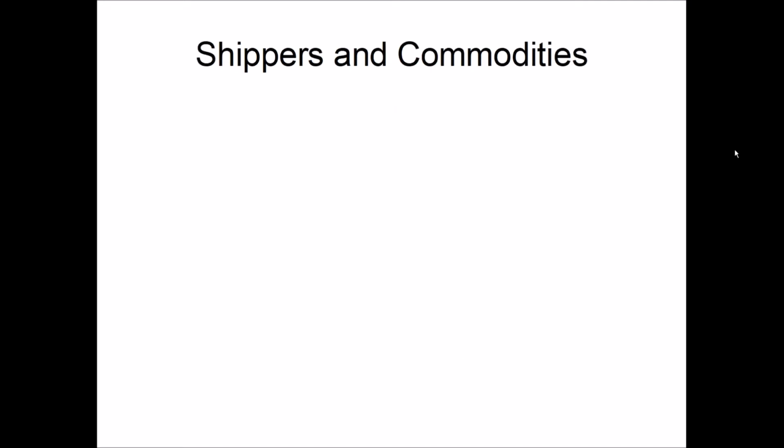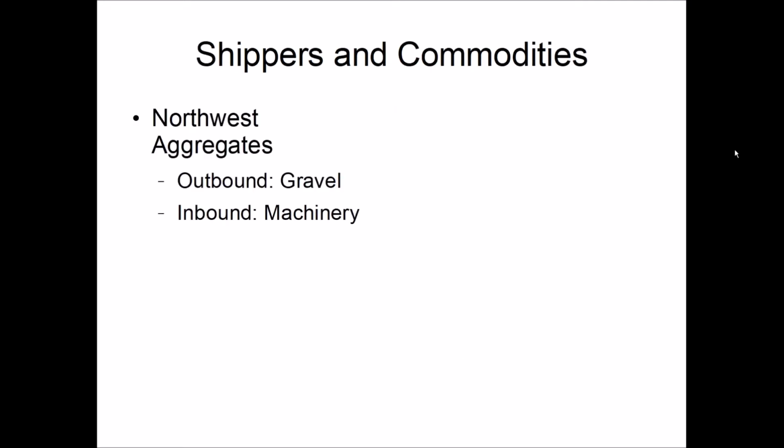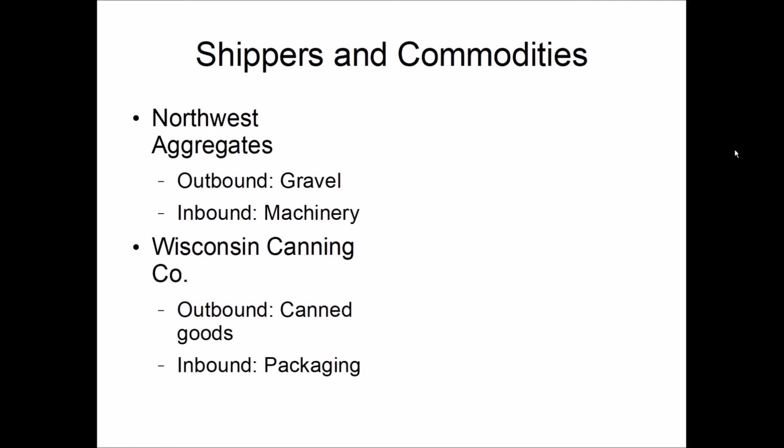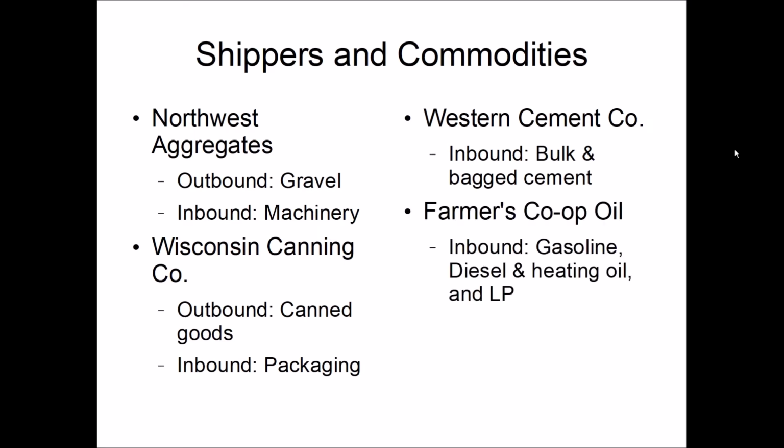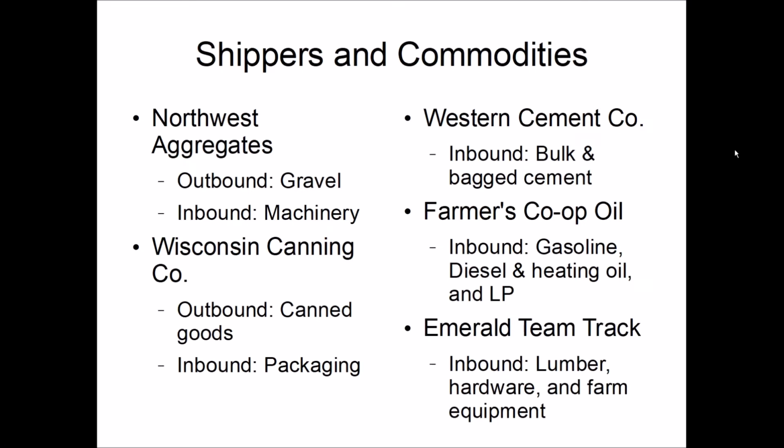We're going to have 7 customers on this branch line. Northwest Aggregates and Wisconsin Canning both ship and receive. Western Cement, Farmers Co-op, and the Team Track just receive stuff. So we'll have 2 that ship and 3 that receive.